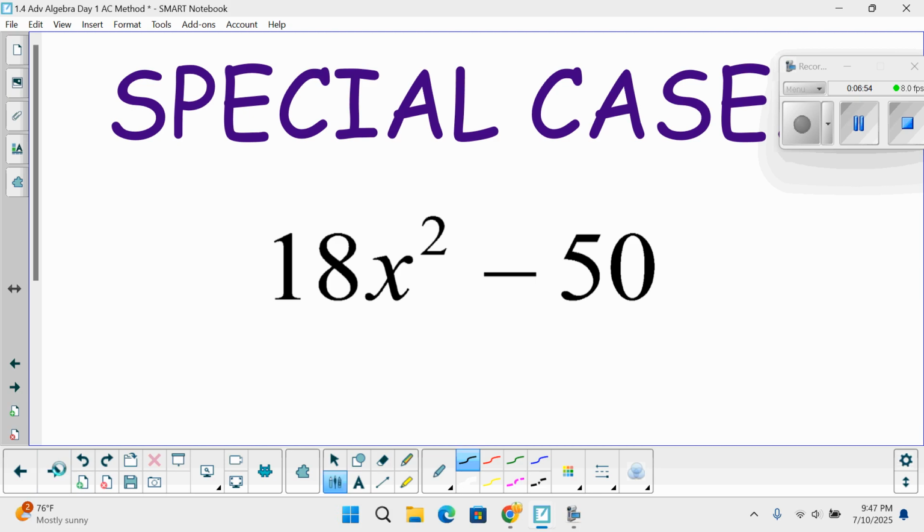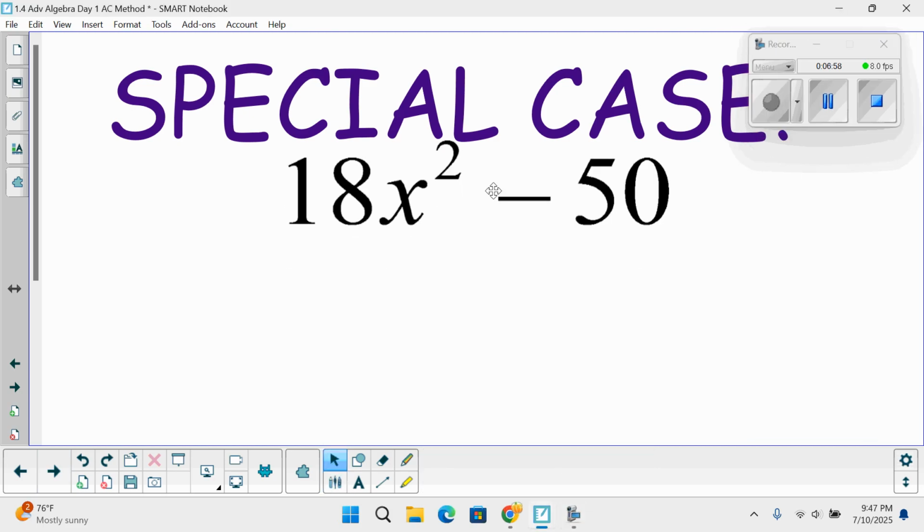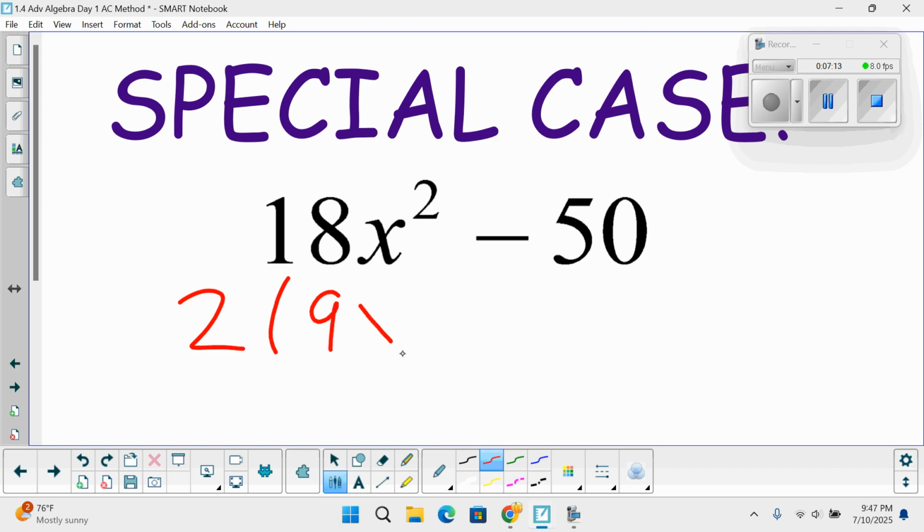Ooh, a special case. The first thing special I'm seeing here is we've only got 2 terms. But the next thing I'm noticing, they're not perfect squares, but they do have a common monomial. Always pull that common monomial out if you can. So I believe my common monomial will be 2, and that'll leave me with 9x squared minus 25.